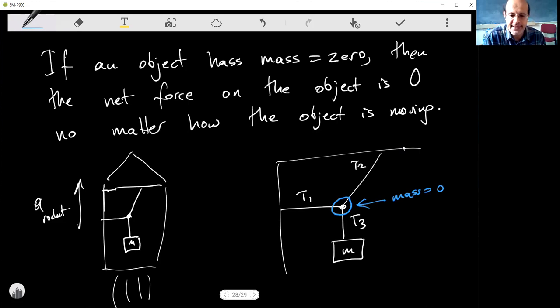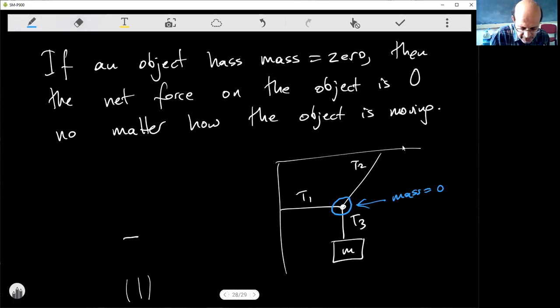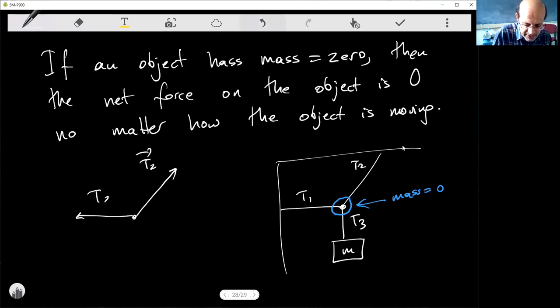It's not there, basically. Therefore, I'm going to erase this picture. Sorry, forget about this rocket thing, it's not that important. If you just consider these three forces, T1, T2, and T3, this time I'm going to draw them as vectors. We should have T1 plus T2 plus T3 equal to 0.